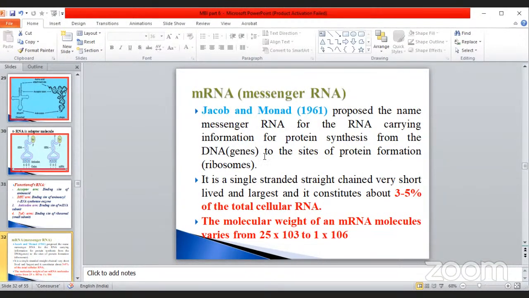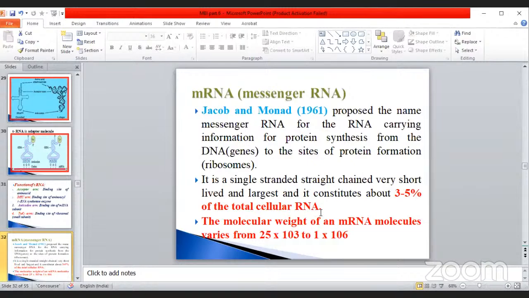Okay, my dear. So, the mRNA, messenger RNA. Jacob and Monod in 1961 proposed the name messenger RNA for the RNA carrying information for protein synthesis from the DNA genes to the site of protein formation, the ribosomes. It is a single-stranded straight chain, very short-lived and the largest, and it constitutes about 3 to 5% of the total cellular RNA. Already we discussed it.